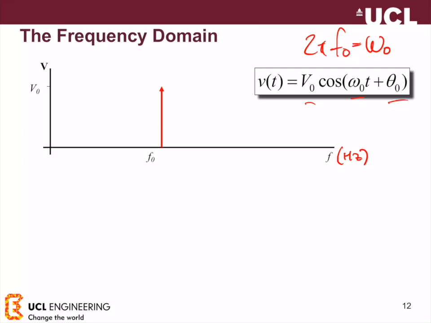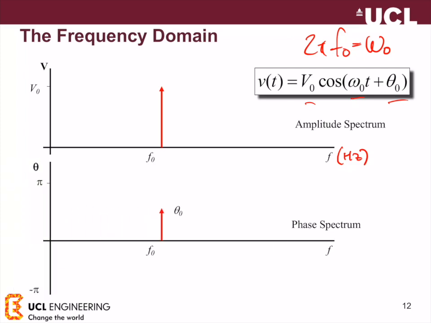So whenever we draw in the frequency domain, we need to have 2 graphs side by side. One that shows the amplitude spectrum at the top, which is amplitude versus frequency, and a phase spectrum, which shows phase against frequency. I don't actually know what this phi 0 element is, so I'm just going to draw it somewhere between minus pi and plus pi, because we said we never go beyond that scale. So why might this be useful to us?